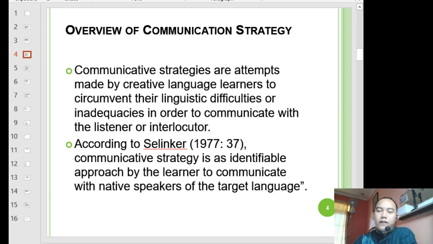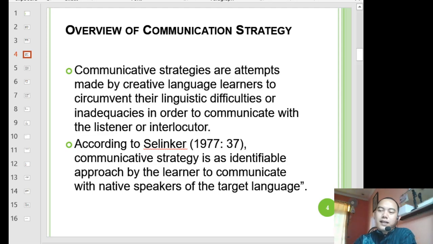And then, overview of communication strategy. Basically, communicative strategies are attempts made by creative language learners to circumvent their linguistic difficulties or inadequacies in order to communicate with the listener or interlocutor. Such strategies are generally used when the limited knowledge of learners makes it difficult for them to express their intended message.